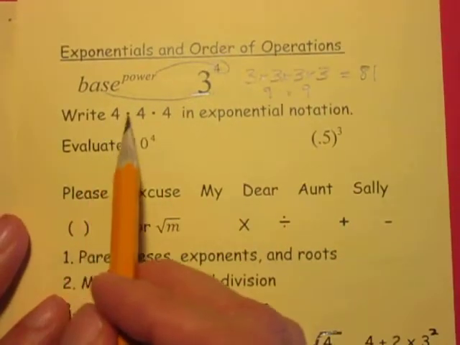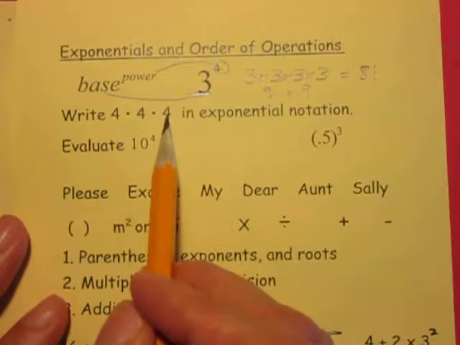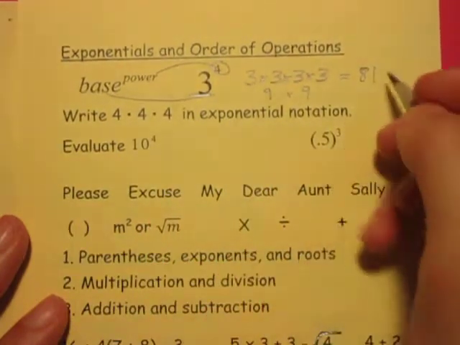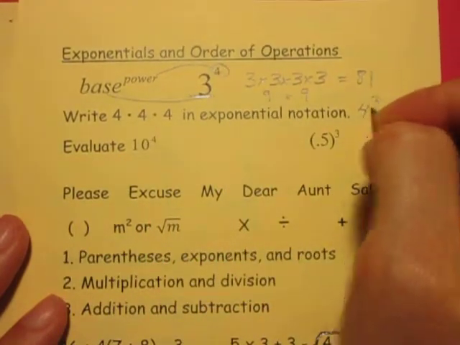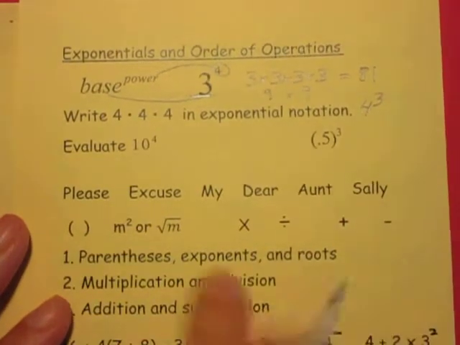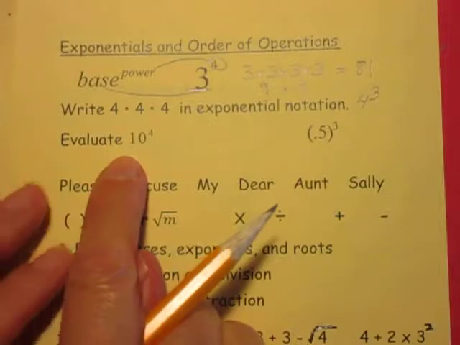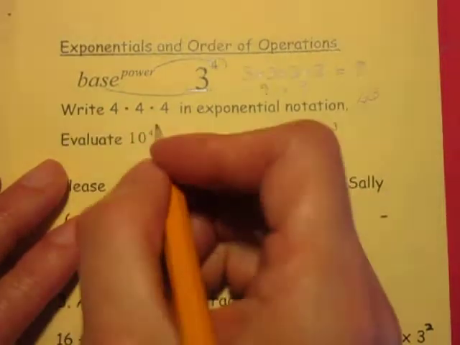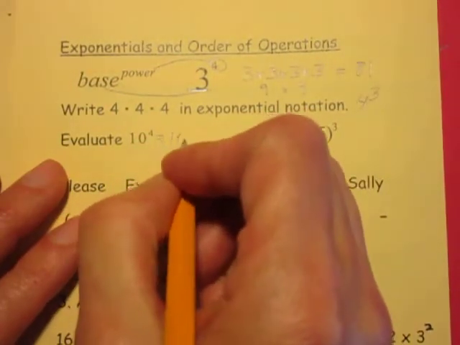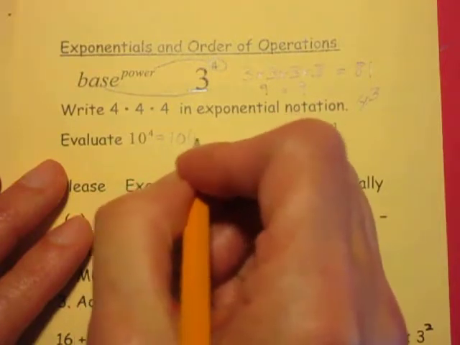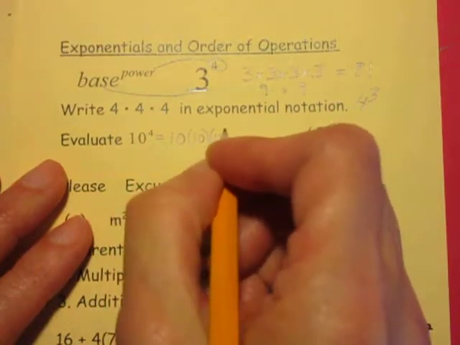Okay, so writing 4 times 4 times 4 in exponential notation is 4 to the 3rd power. I'm not going to evaluate that one. But on this next one, I want you to see some patterns when it comes to evaluating some of these. So when we go to evaluate 10 to the 4th power, think about what that means. That is saying 10 times 10 times 10 times 10.